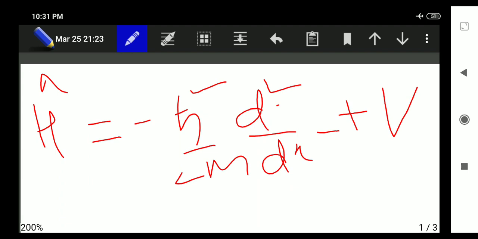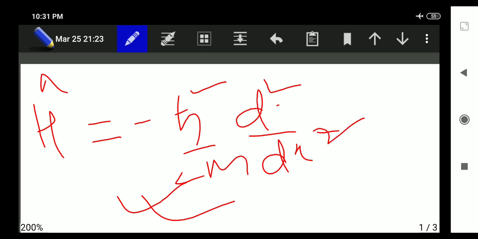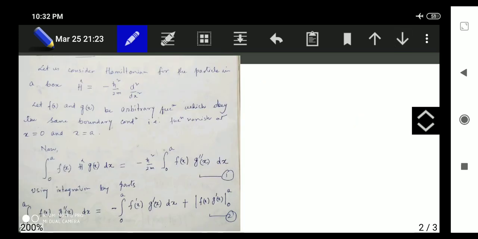So let us talk about a free particle in a one-dimensional box. If I'm talking about a free particle, that means I can set the potential to 0. So let us consider this operator, minus h cross square by twice m d2 by dx2. This is the operator we are talking about here: H cap is equal to minus h cross square by twice m d2 by dx2.